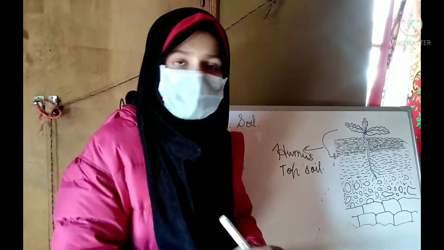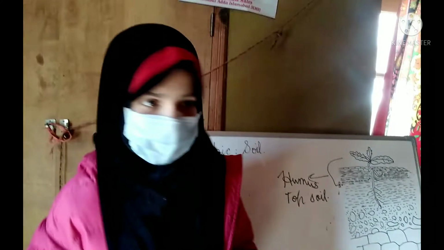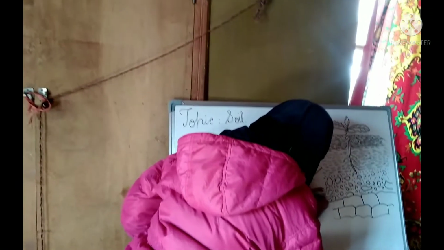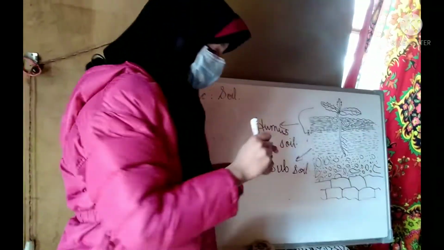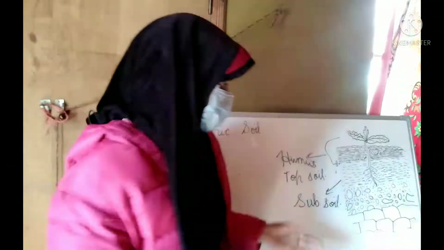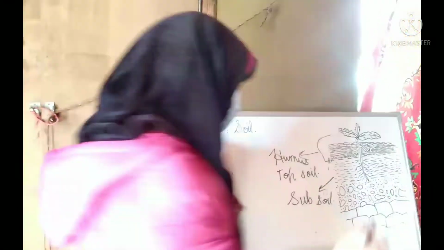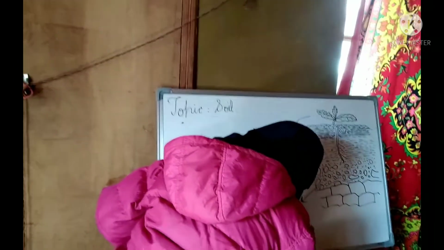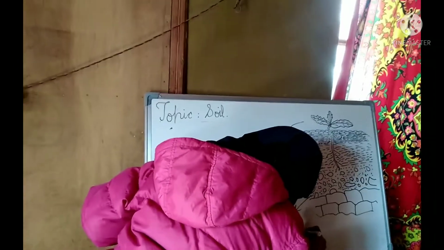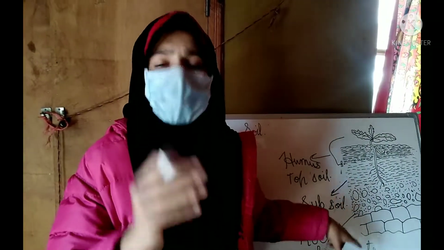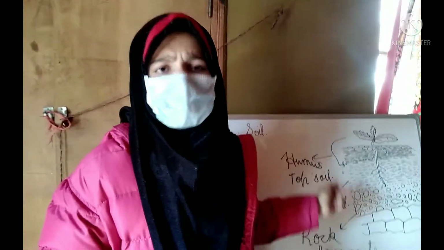Now, after the topsoil, we have the subsoil. This is subsoil. And the subsoil is made up of the silt and the bigger particles. Then, after the subsoil, there is the layer of rock fragments. And this layer consists of the smaller rock particles, and it can also contain some clay and silt.